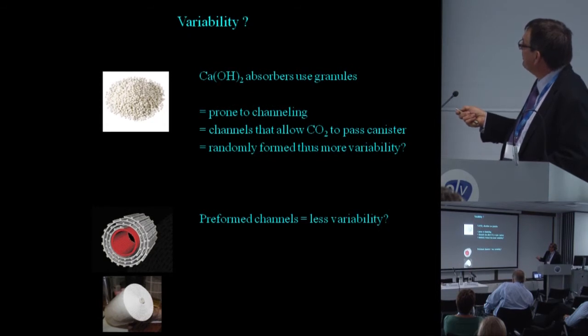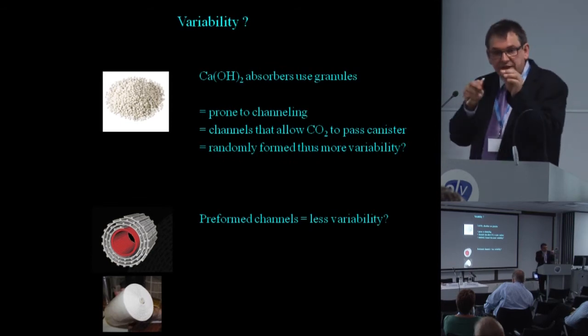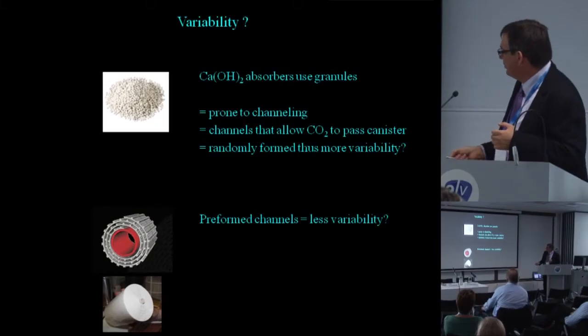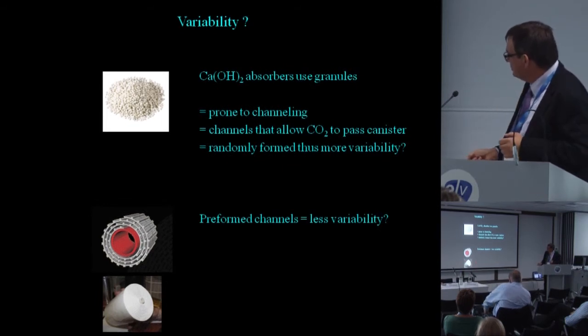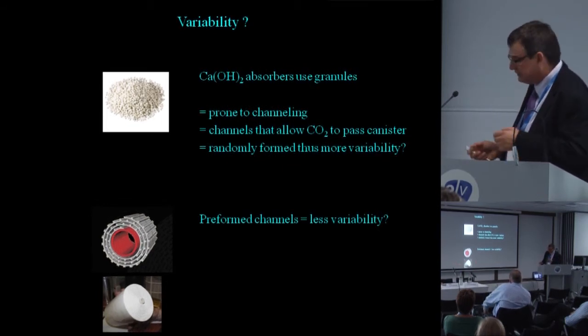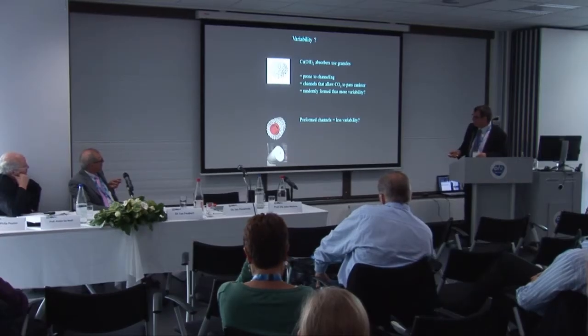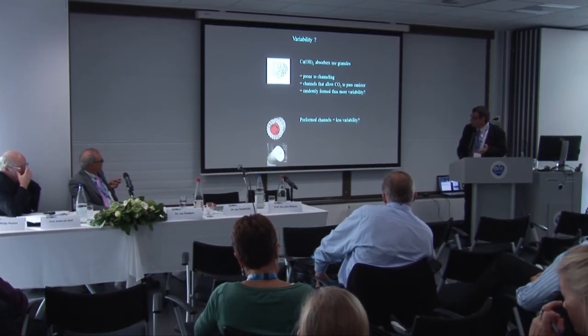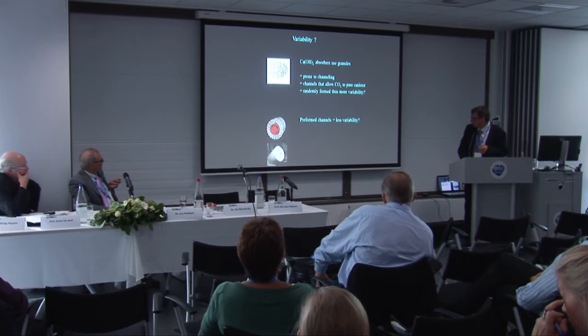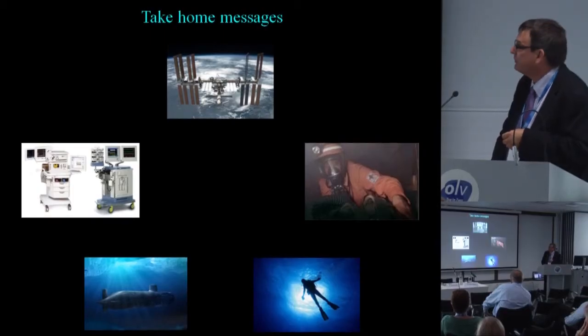The calcium hydroxide absorbers use granules, so they're more prone to channeling. And what's channeling? You get little channels through which the CO2 finds its way, and then obviously the FiCO2 will rise, and your canister life will become shorter. Now the lithium hydroxide Eclipse is kind of interesting in the sense that it has preformed channels. It's like a piece of paper that's wrapped, and there are preformed channels. So there is already channeling right there. So it's too early for me to tell, but I presume that's the cause for less variability, if confirmed in further studies.